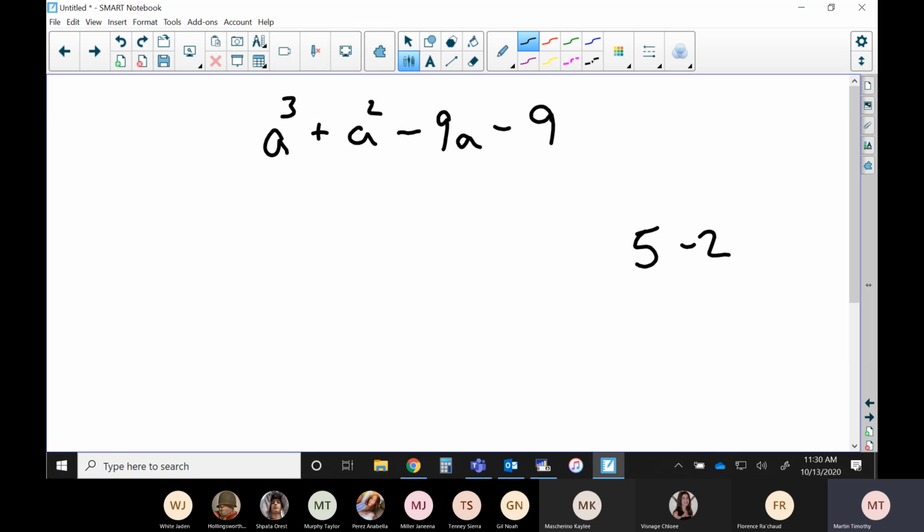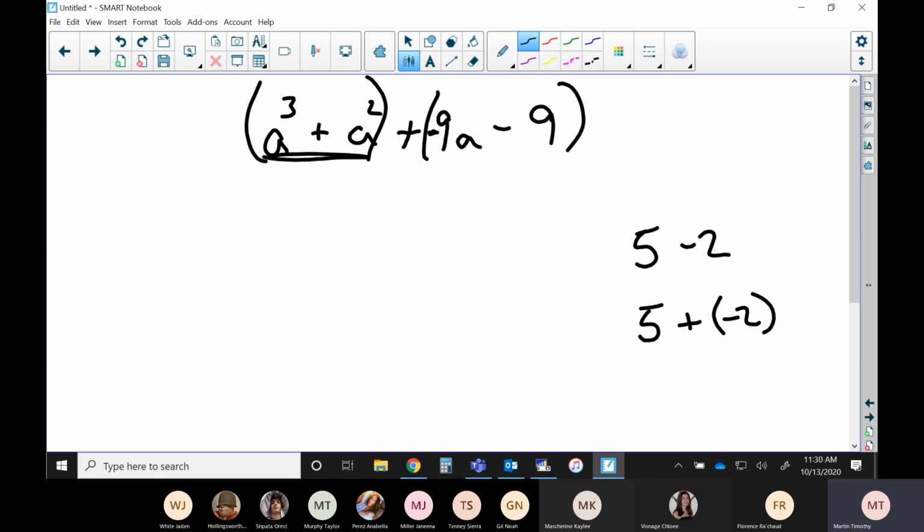5 minus 2, how can I rewrite that as? Plus a negative 2. You can kick the negative to that. Where can I do that here? I'm going to put my parentheses, but instead of thinking of this as a negative, I'm going to go plus a negative 9a, like that. I'm going to kick a negative inside there. That is a big deal. Because now when I do this, what do these guys have in common still? A squared, and I'm left with a plus 1.